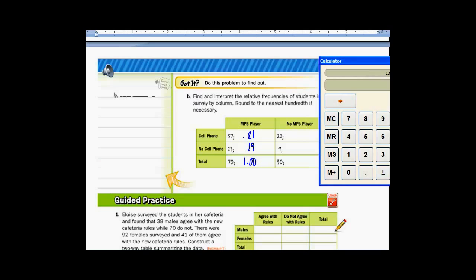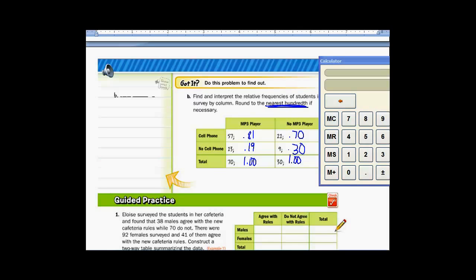Let's try this one. No MP3 player, but a cell phone. That would be 21 divided by this column's total, 30. 0.7. Want to guess what this one might be? This should be 0.3. Let's try it. 9 divided by the total, which is 30, and it is 0.3. And again, these should add up to a total of 1. So those are the relative frequencies. And it says round to the nearest hundredth. If they come out even, obviously, there's not much you can do about it. You can put a 0 on there if you wish, but that's what we've got.